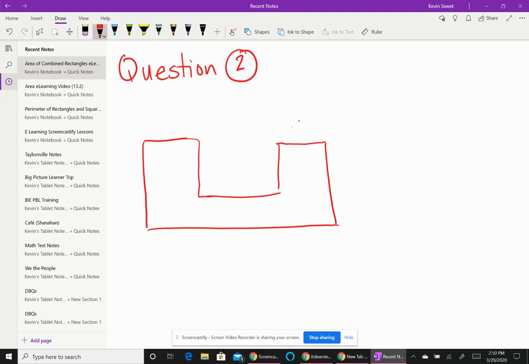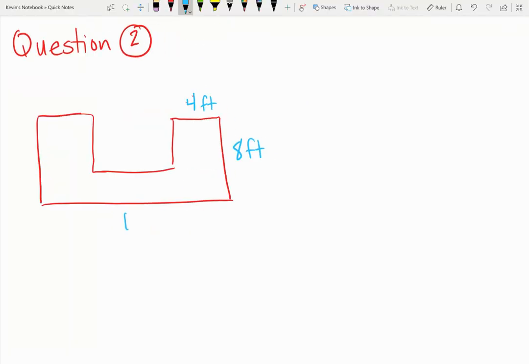And let's go ahead and put some dimensions on this, some measurements. So we'll change our colors. 4 feet over here. We'll give this side over here 8 feet. Here, bottom length 16. Let's maximize this too so we can see 16 feet. 8 feet. 4 feet. 4 feet. 8 feet. And 4 feet.